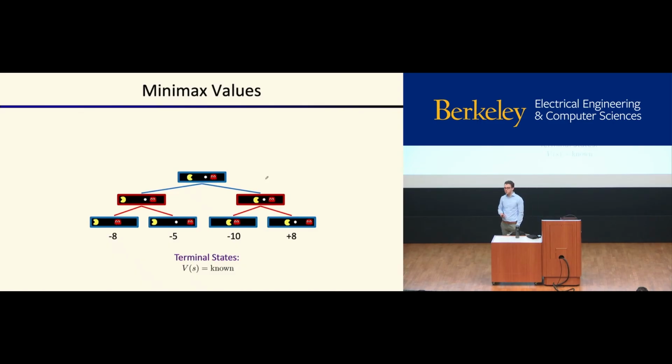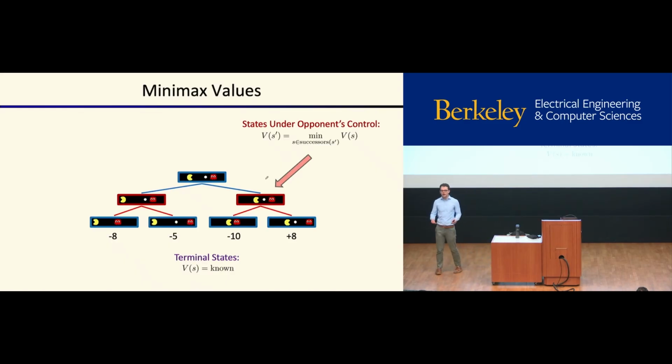So these terminal states, we know the value of them, and we want to compute the value of the other states, right? We want to look at these states, and we notice that sometimes these states are under our opponent's control, right? So the difference versus the single-player version is that Pac-Man could decide the action at every level of the tree. Now Pac-Man can only decide the action at the blue levels of the tree, and the ghost is going to decide the actions at the red levels. So when a state is under the opponent's control, it is going to act so as to minimize the value of the successor states. So we can do that here.